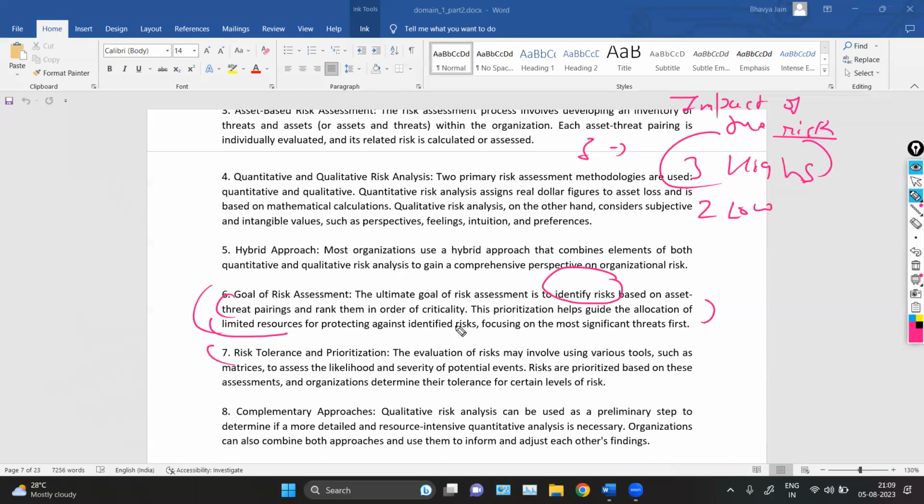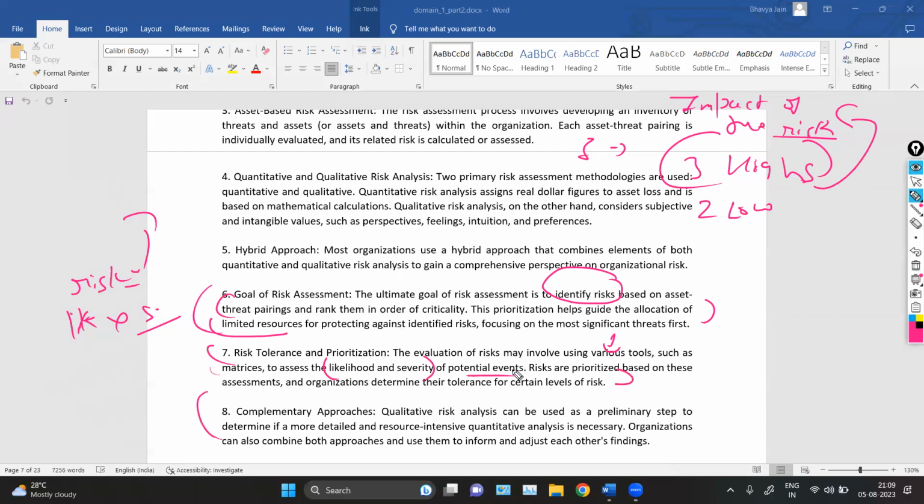Then we have risk tolerance and prioritization. The evaluation of risk may involve using various tools such as metrics to assess the likelihood and severity of potential events, which is the formula of risk: risk equals likelihood, the occurrence of any risk in a particular year, times severity, which is the impact of the risk. Severity is high, medium, or low, which totally depends on the impact of the risk of potential events. So risks are prioritized based on these assessments and organizations determine their tolerance for certain levels of risk.